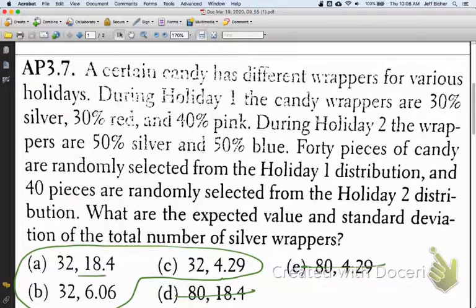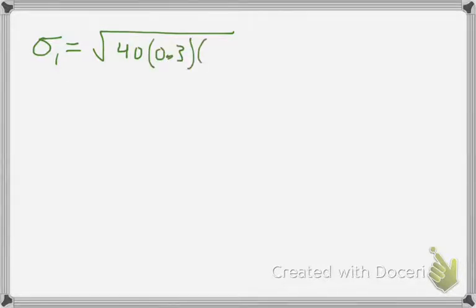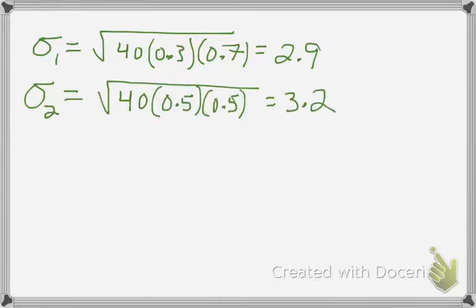Is it 18.4, 6-ish, or 4-ish? So let's go back and use that standard deviation formula that we have. The standard deviation for the first would be the square root of n times p, which was 30% silver, times 1 minus that, which is 70%. That would be 2.9. The standard deviation for the second would be 3.2. And we want to combine the standard deviation from the first plus the second.